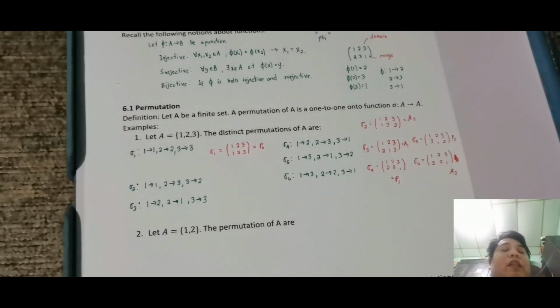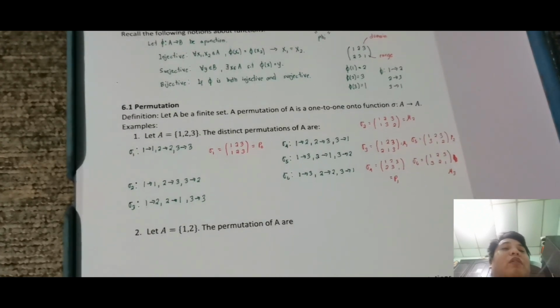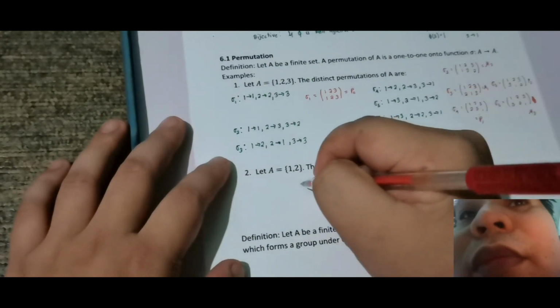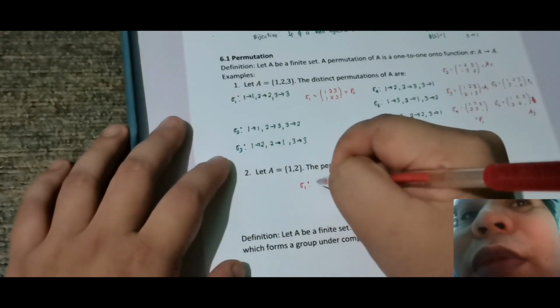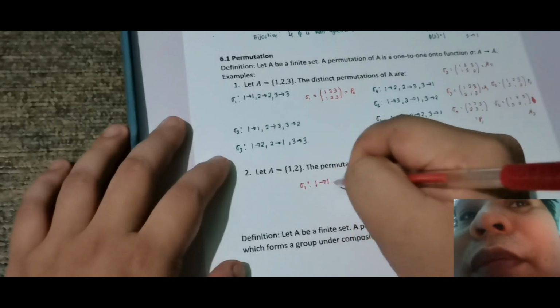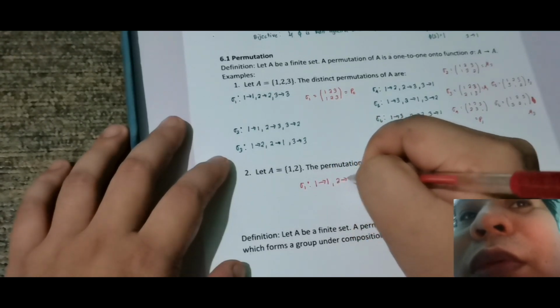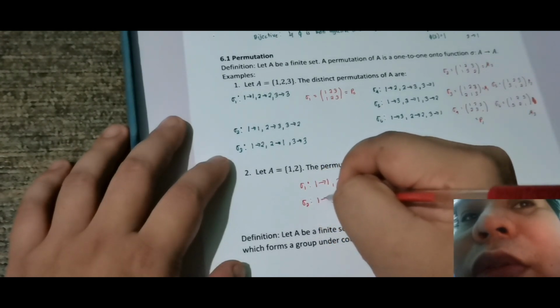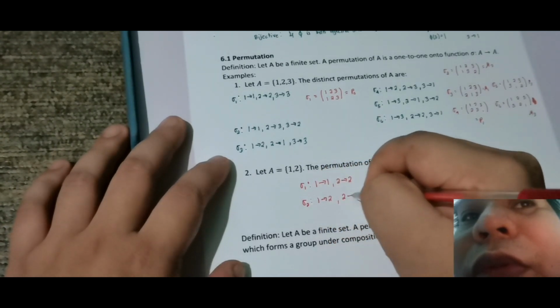Okay, so next is let A be the set containing 1 and 2. The permutation of A. So, syempre, obviously, this is just dalawa, kasi dalawa ang element, 2 factorial is just 2. Okay, so, syempre, ano yung mga name natin dito? Syempre, una is row 1. That is 1 goes to 1, 2 goes to 2. Then row 2, this is 1 goes to 2, then 2 goes to 1.